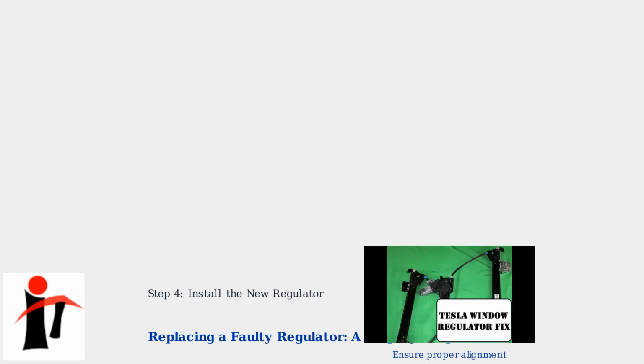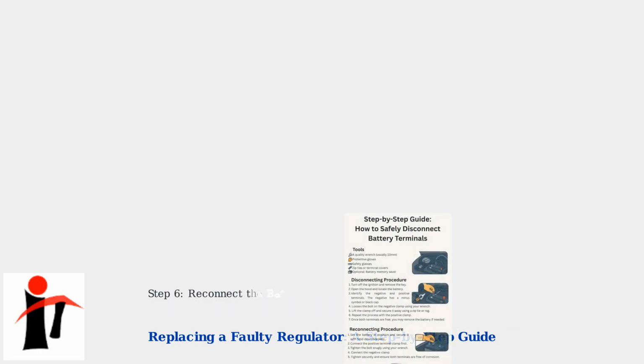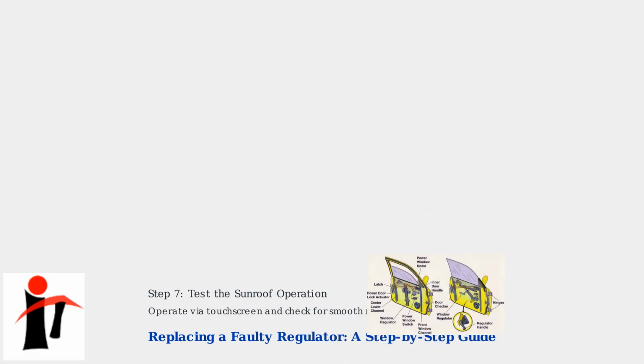Position the new regulator in place, ensuring all mounting holes align. Secure it with bolts and reconnect the cables. Use Tesla-approved parts for reliability and warranty coverage. Carefully reinstall the headliner, securing all clips. Ensure the interior trim is properly aligned and nothing is pinched or damaged. Reconnect the battery terminals securely. Double-check all connections to prevent electrical issues. Turn on the vehicle and test the sunroof using the touchscreen controls. Check for smooth opening, closing, and tinting. If issues persist, consult a professional.